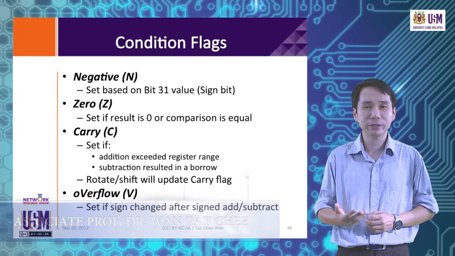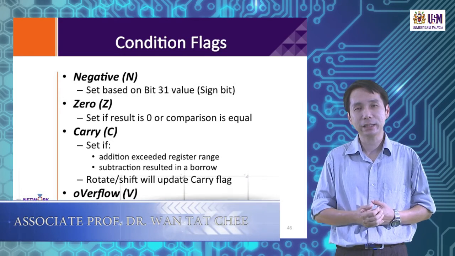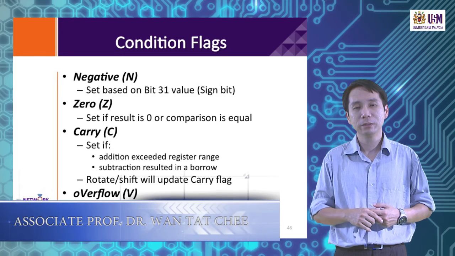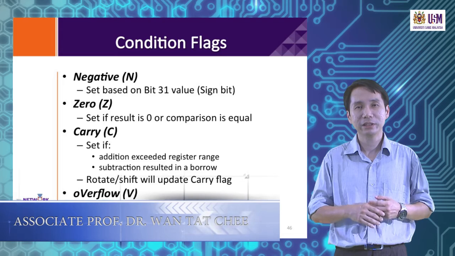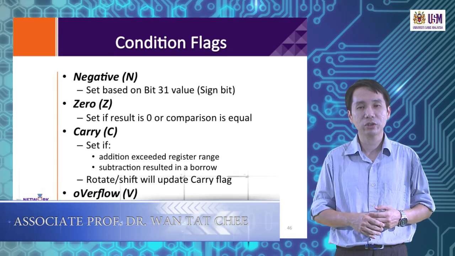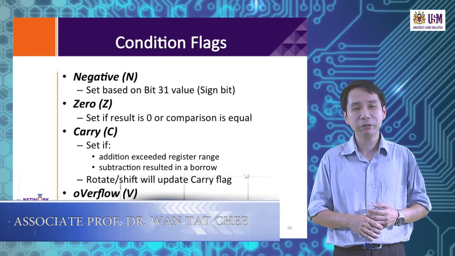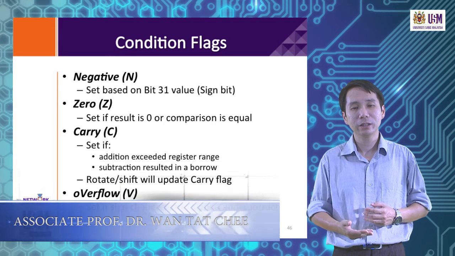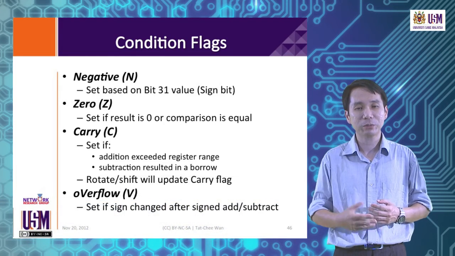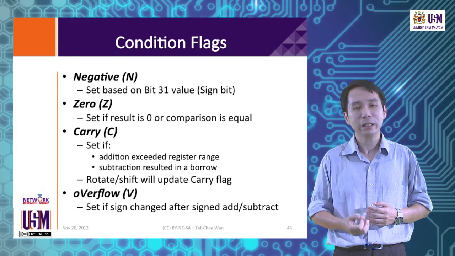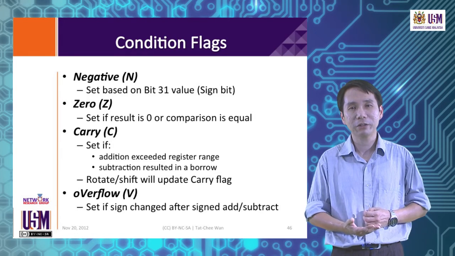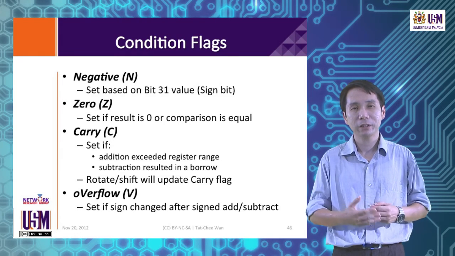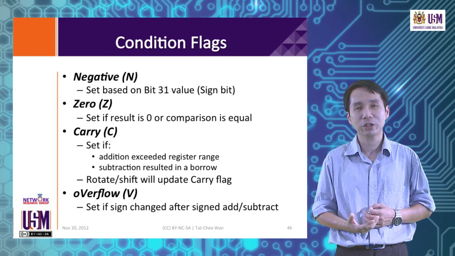So what are the condition flags again? We have the negative flag, which is set based on bit 31, the most significant bit value, otherwise known as the sign bit. We have the zero flag, which is set if the result is 0 or the comparison is equal. We have the carry flag, which is set if the addition exceeded the register range, or else the subtraction resulted in a borrow. In addition, as mentioned previously, the rotate and shift operations will also update the carry flag where appropriate. Finally, the overflow flag is set if the sign has changed after the signed addition or subtraction operation.